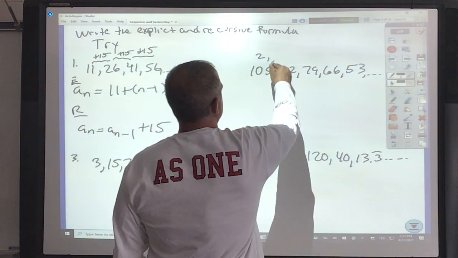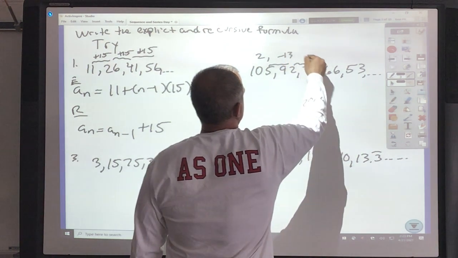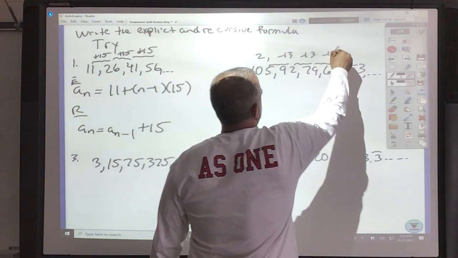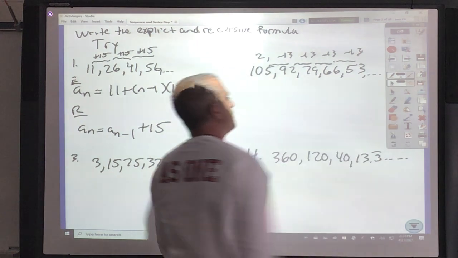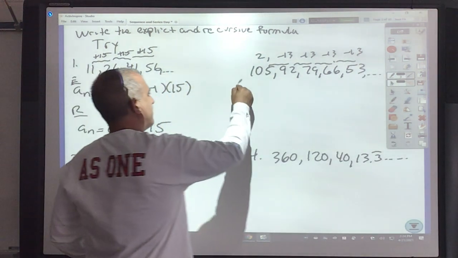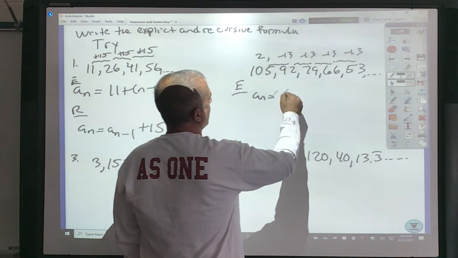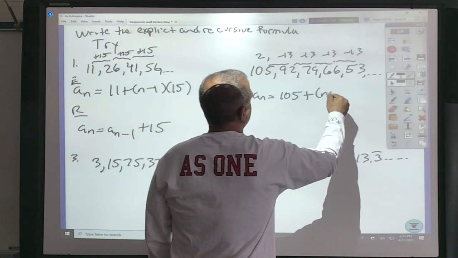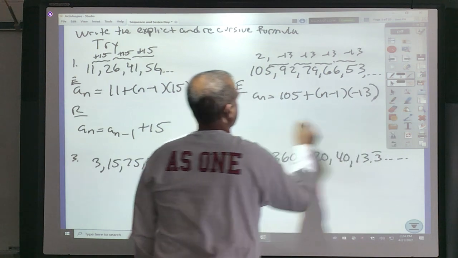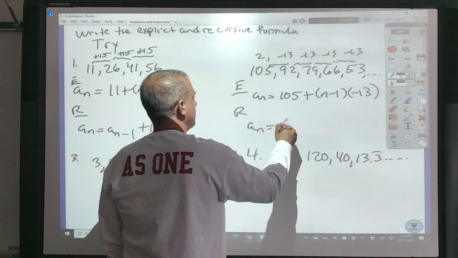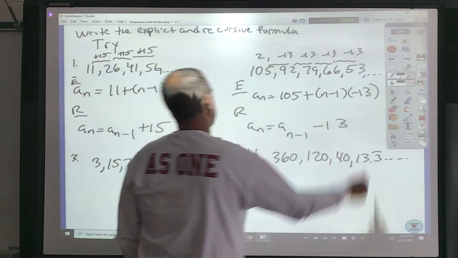This one here, this would be minus 13, minus 13, minus 13, and minus 13. So this is also arithmetic. My explicit formula is a_n equals 105 plus (n minus 1) times negative 13. The recursive one is a_n equals a_(n-1) minus 13.